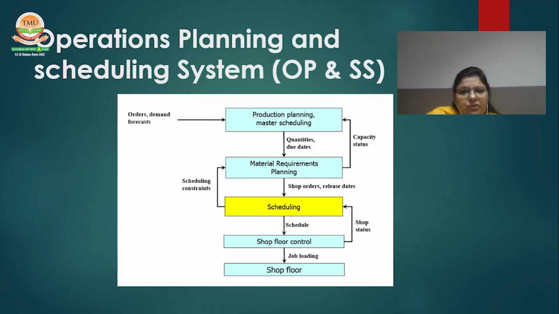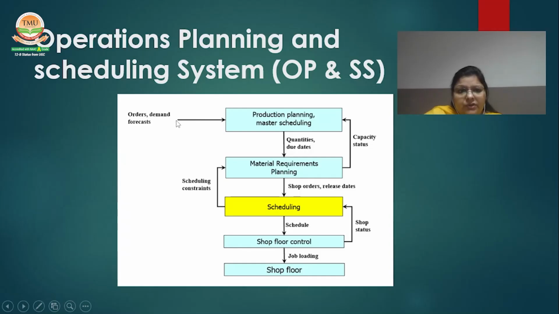This is an operational planning and scheduling system, which will tell you how we can do the operational planning and how we schedule the system. You can see the first point: every production unit does production planning or master scheduling. They will make a small model which they have to follow for the achievement of their goals.